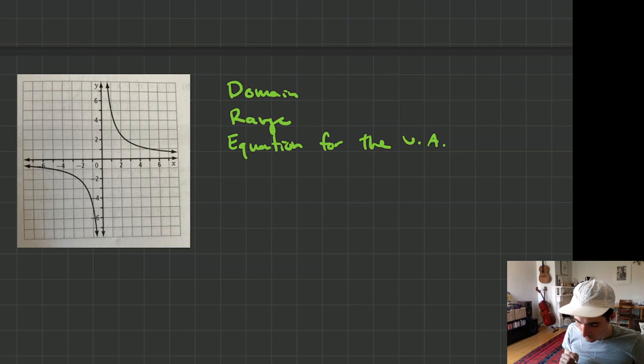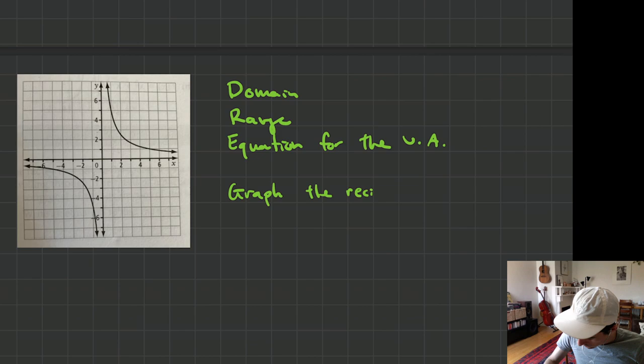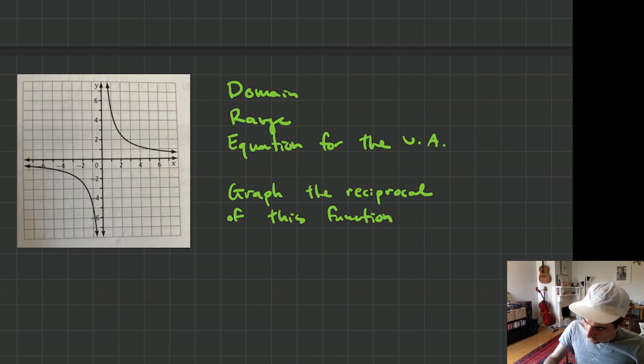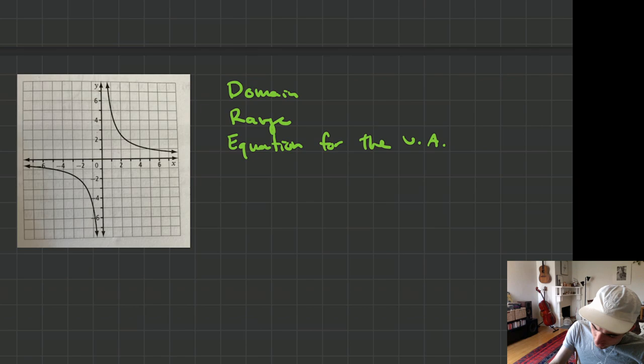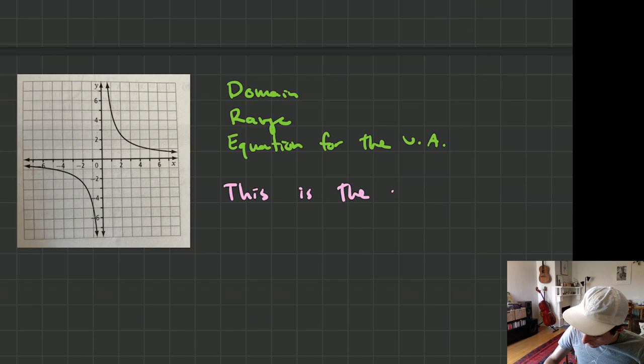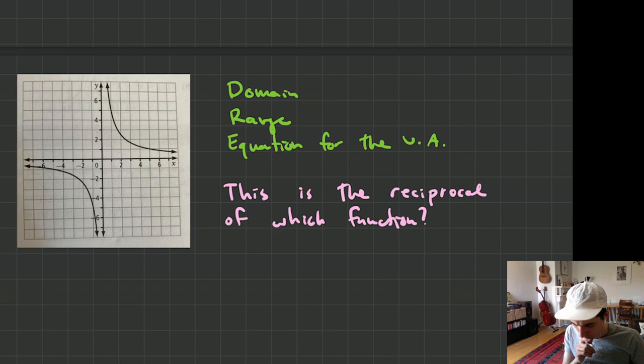I want to throw in one more thing. I want us to graph the reciprocal of this function. So basically undo the reciprocal, or in other words, technically that's not quite the same. What I'm really interested in is, this is the reciprocal of which function? That's what we're going to try to figure out. This is the reciprocal of which function? Well, let's see if we can get to the bottom of that.